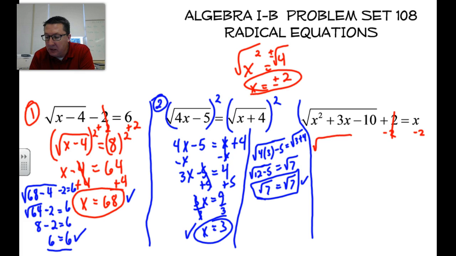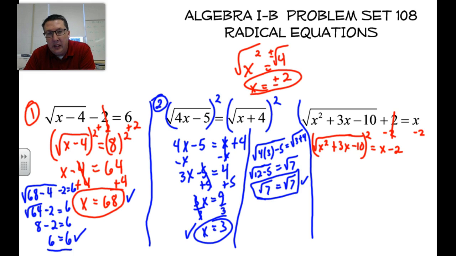So that leaves this big square root of x squared plus 3x minus 10 equals, on the right side, x minus 2. Those are not like terms, so I have to leave it as x minus 2. All right, next step, we have the square root by itself. So our next step is to square both sides. So the left side, I square.